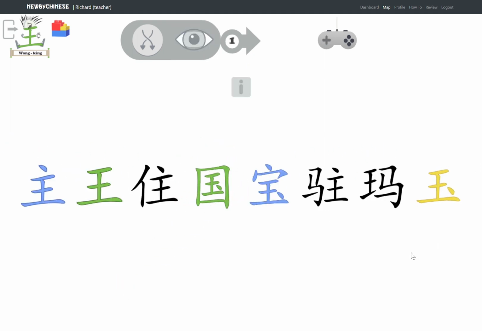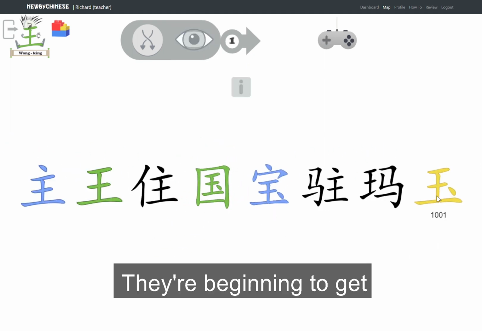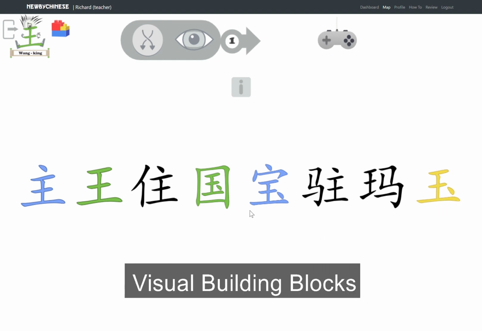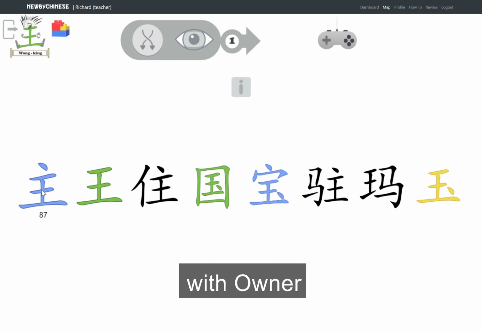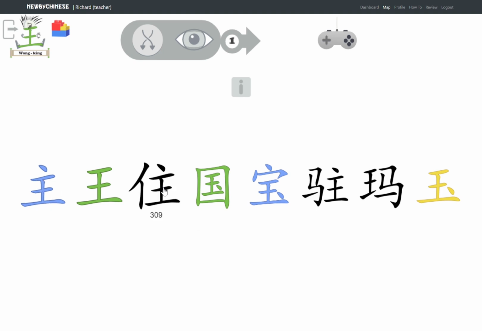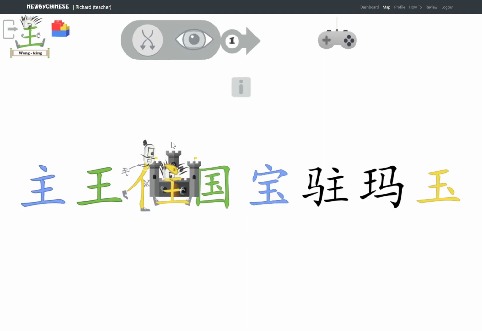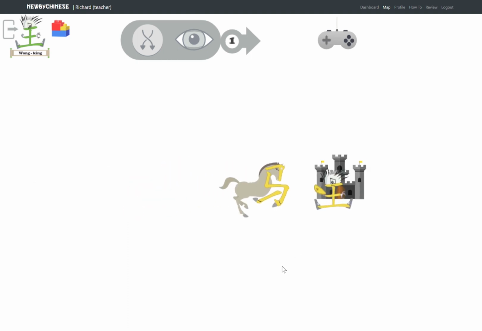Now they've seen Jade reused as a visual building block, and they're beginning to get the sense that there's a value to learning these visual building blocks. Similarly with Owner. Owner's here. Here it is. Live or stay somewhere. I live here. You can stay. And it's also over here. Stationed somewhere. Perhaps as a reporter or soldier.